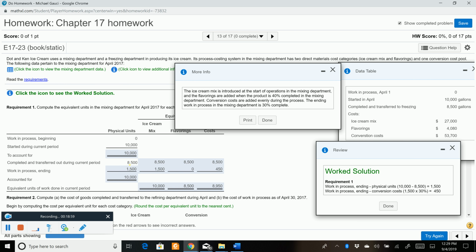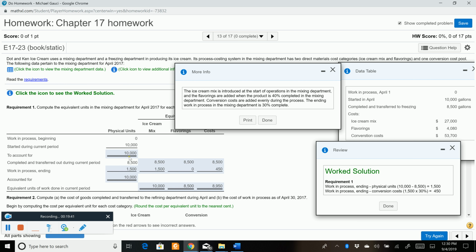The information given to us is as follows, and I'm reading over here. It says the ice cream mix is introduced at the start of the operations in the mixing department, and the flavorings are added when the product is 40% completed in the mixing department. So the mixing department happens first. We're adding all of the materials for the mixing in that process, and the flavorings are added along the way. Conversion costs are added evenly throughout the process. All right, so the ending WIP in the mixing department is 30% complete. So let's take a look.